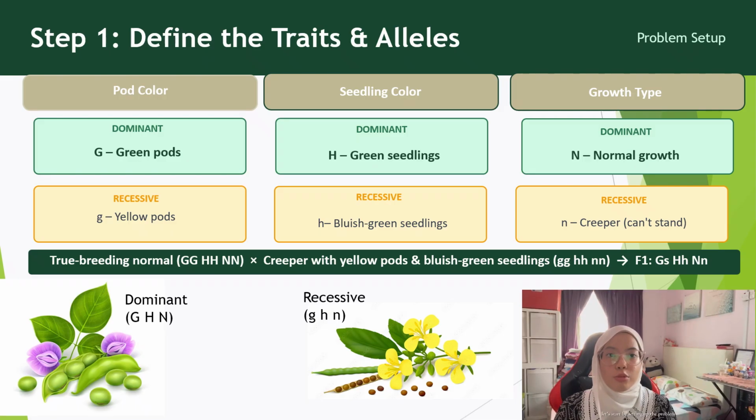Let's start by setting up the problem. You are looking at three traits in pea plant. Pod color: green is dominant over yellow. Seedling color: green is dominant over bluish green. And growth type: normal growth is dominant over the creeper type.